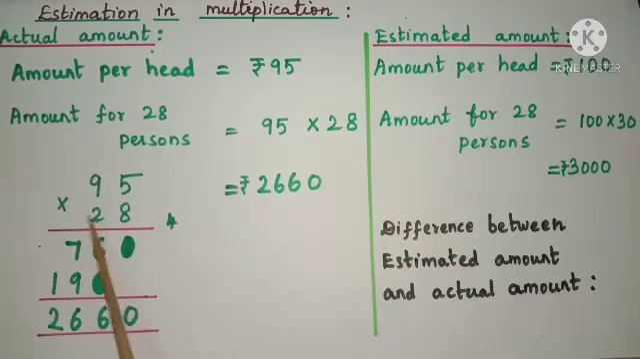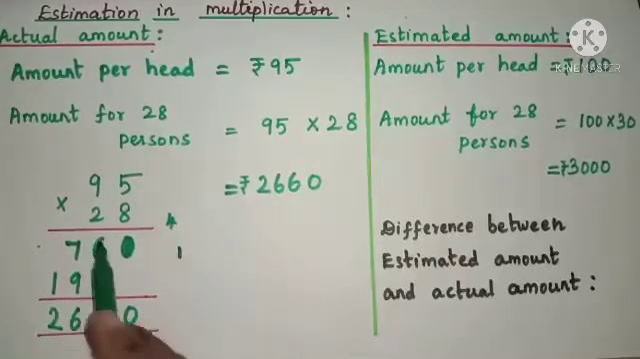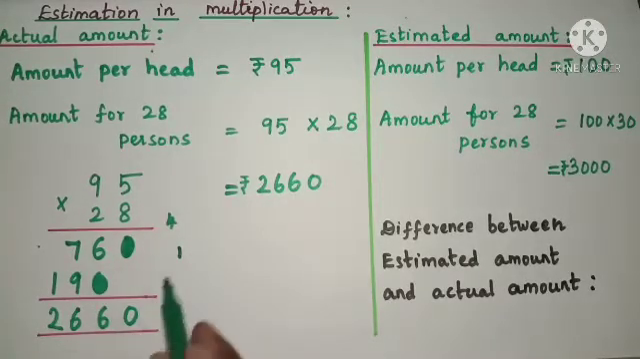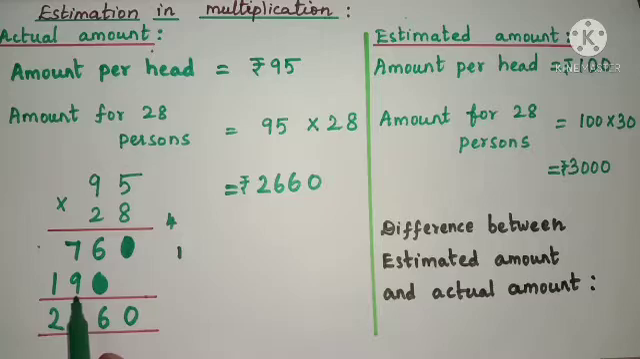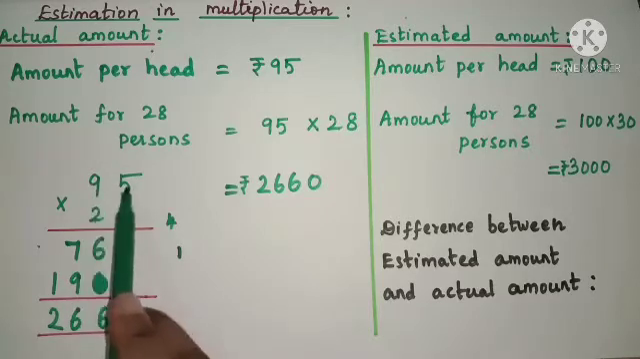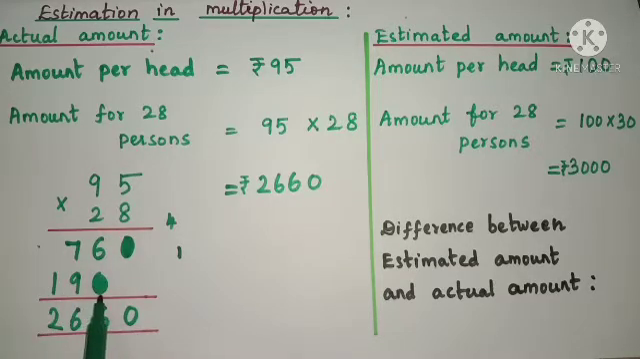And come to the next digit, which is in the tens place. Here it is 2. Multiply 2 with 95. 2 fives are 10. Put 0 and carry the remaining 1. And 2 nines are 18. 18 plus 1 is 19. Thus 95 into 2 is 190.